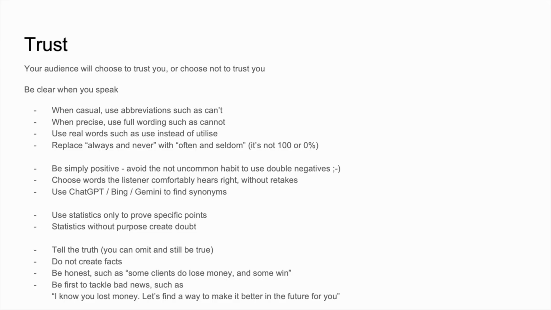Be first to tackle bad news, such as, I know you lost money. Let's find a way to get you back on track so that you're doing well again. But be first to say bad news. Just acknowledge it so that you can take people with you. If you wait for other people to first say bad news, then you're on the back foot, you're on the defensive, and at that point, you've lost it. So take control of bad news, take control of good news, emphasize the good, de-emphasize the bad, but do acknowledge the bad. You definitely want that. At that point, you can move towards conversion.